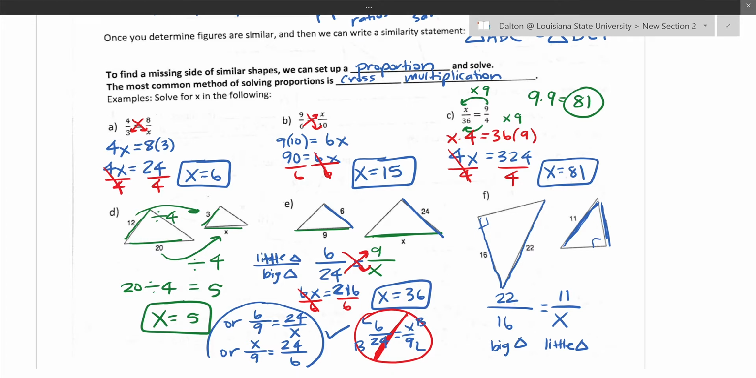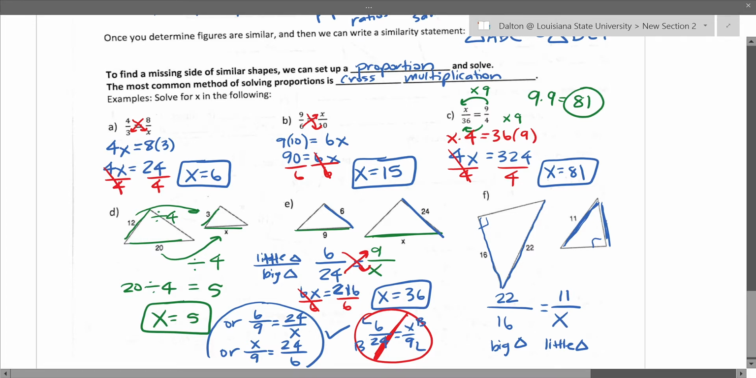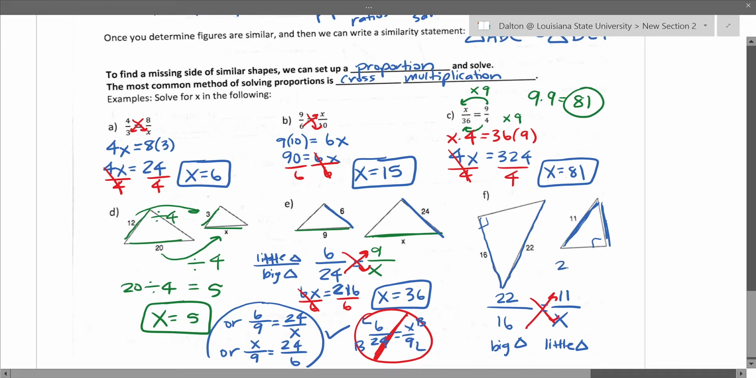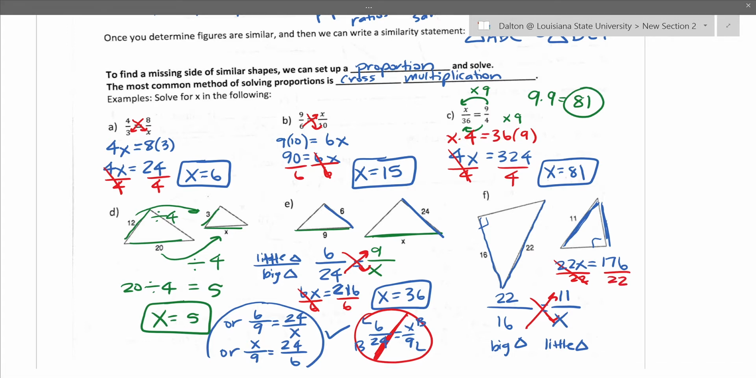Either way, when you get to that point, or even if you did a different proportion than me, we should still get the same answer. If I do 22 times x, it's going to be 22x equals 16 times 11 is 176. And if I divide both sides by 22, I end up with x is equal to 8.